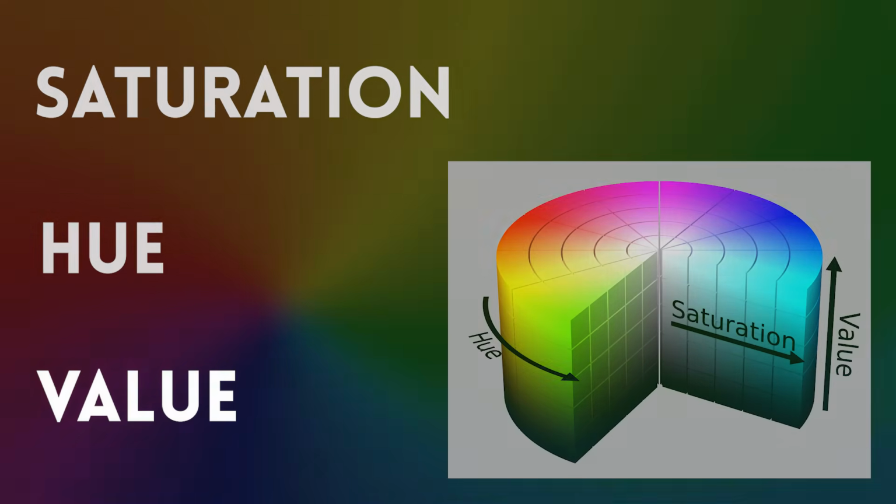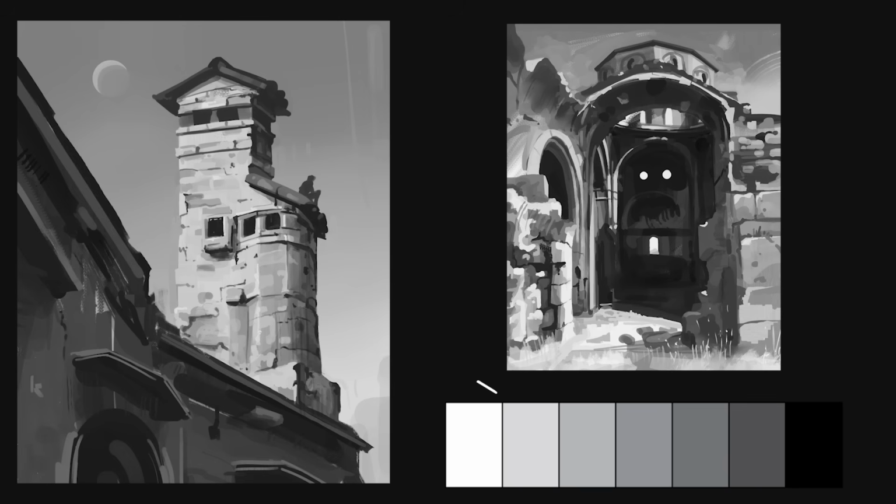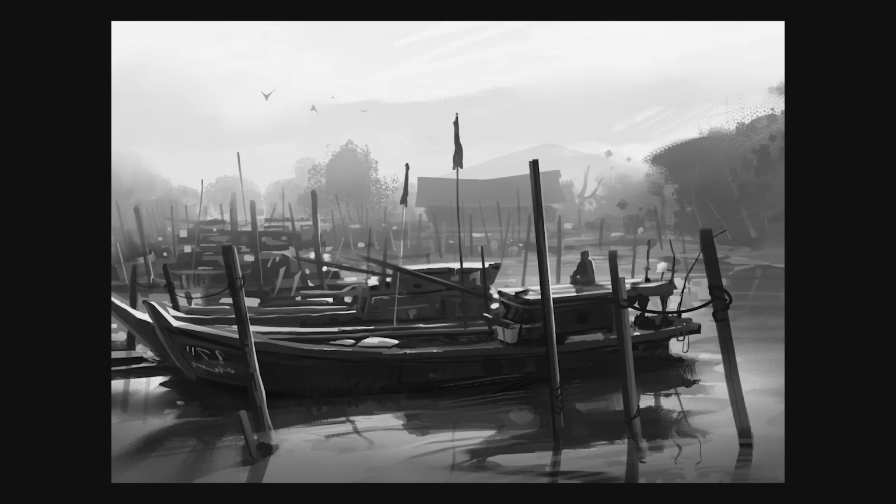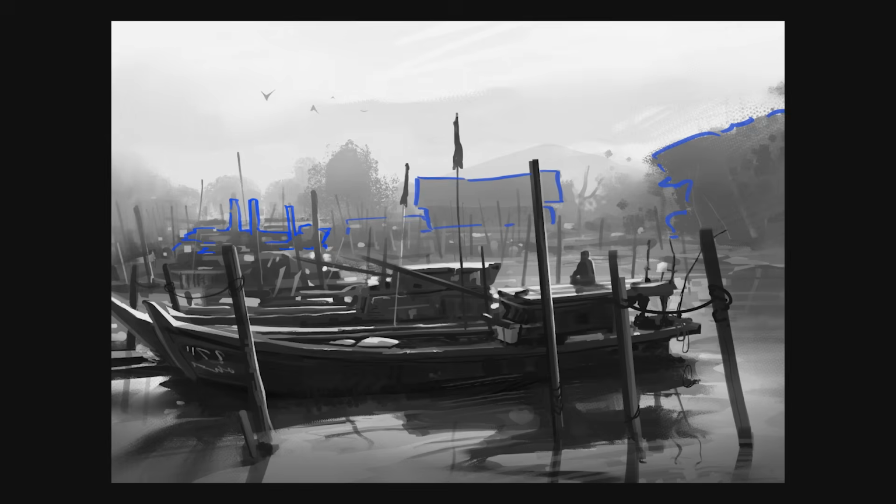The third element here is value. And this is the most important of the three because value is how light or how dark the object is and ultimately how readable it is. So things that are further back in space, farther away from us, are more often than not lighter than when they are closer to us.